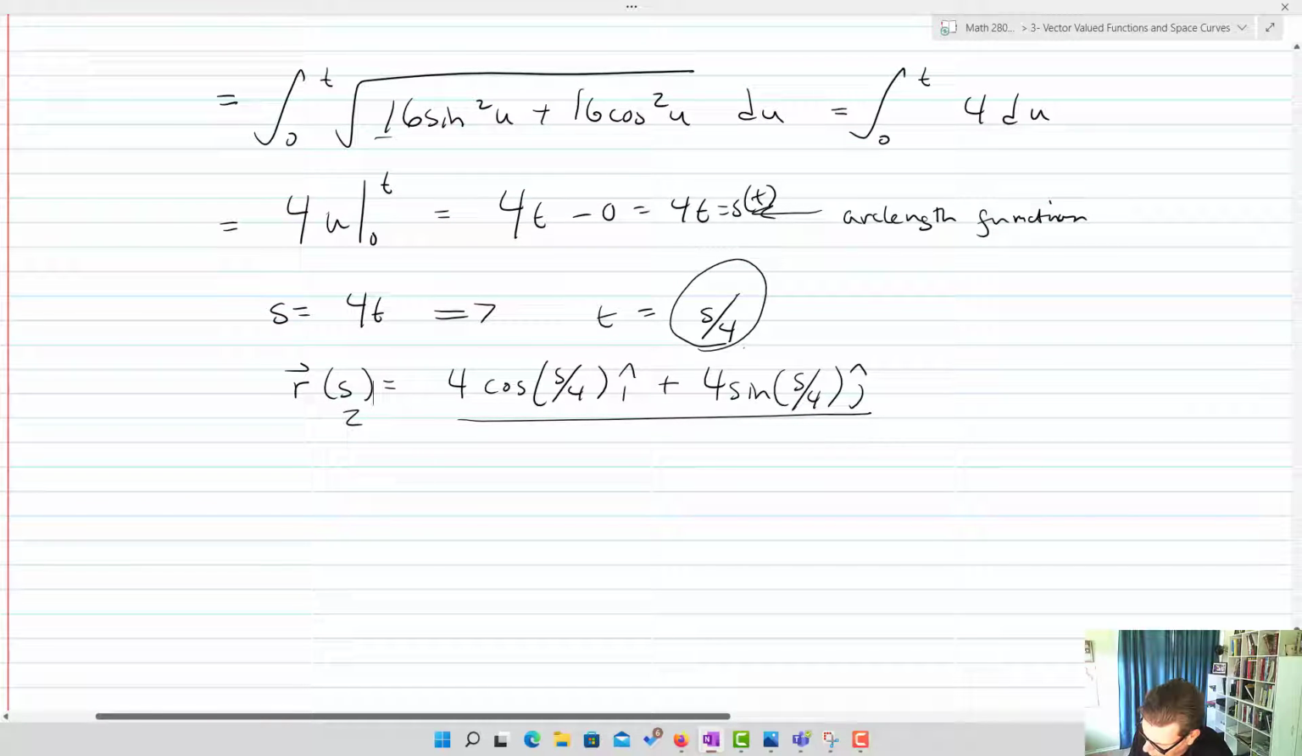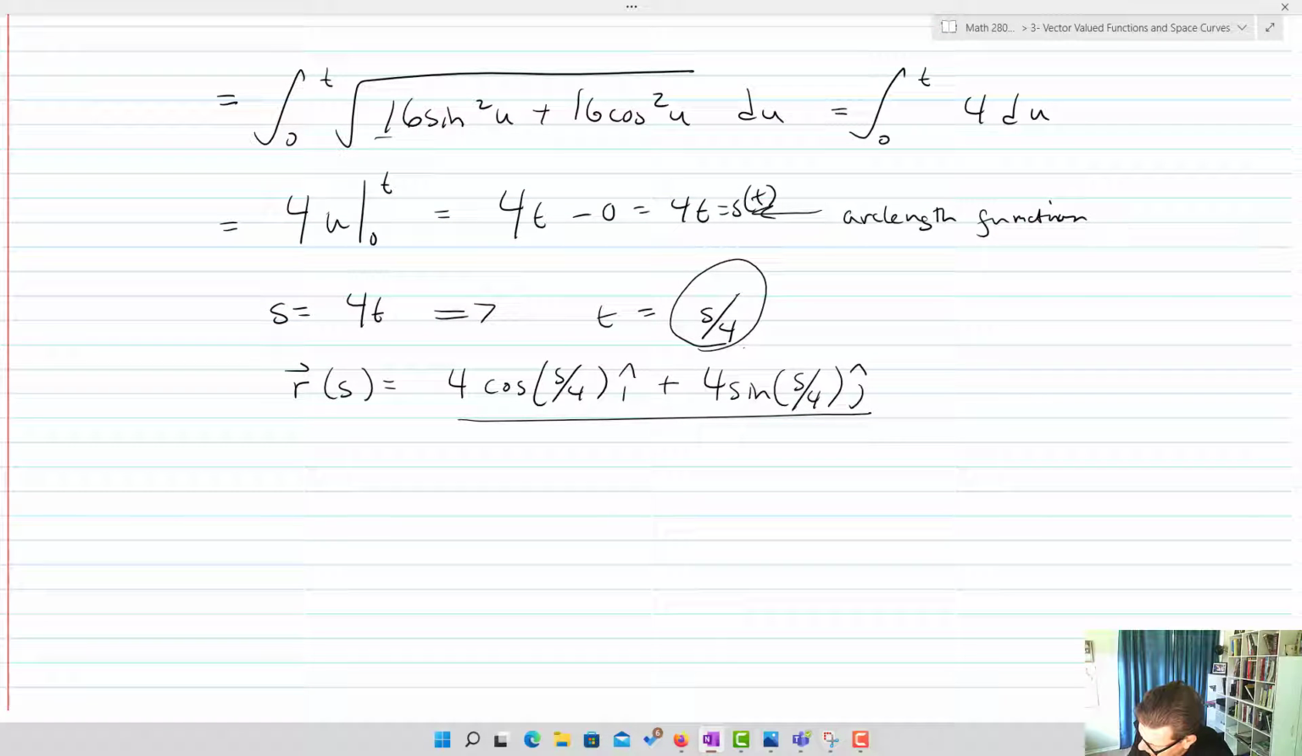So what we're going to do now is say, for example, we want to go from s greater than or equal to 0, less than or equal to 5. That'll be better. Now, if everything's worked out properly, then when we find the arc length of r of s, it should equal 5. So I'm going to go find the arc length.